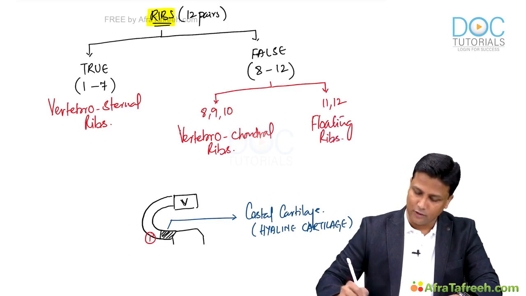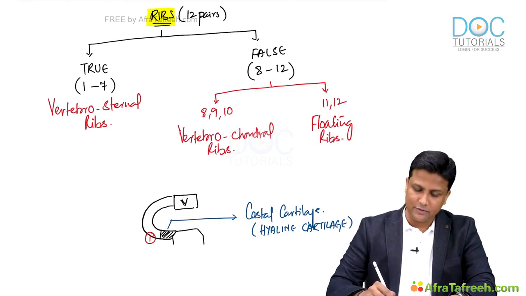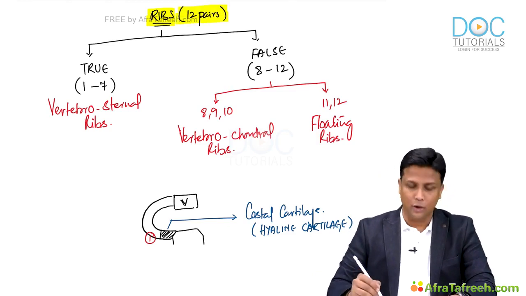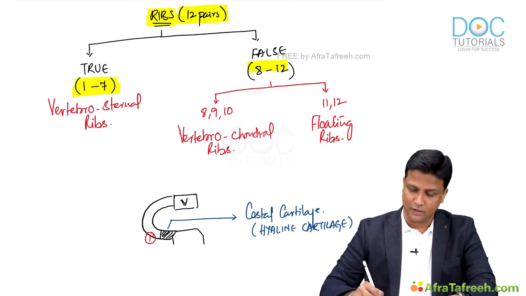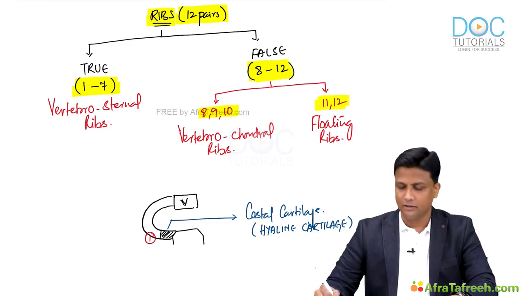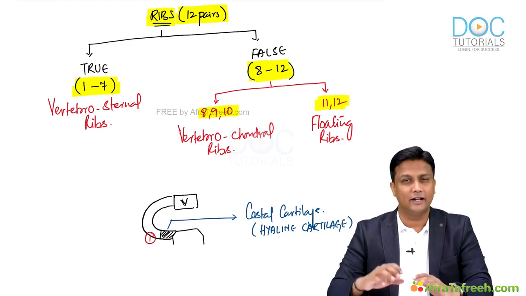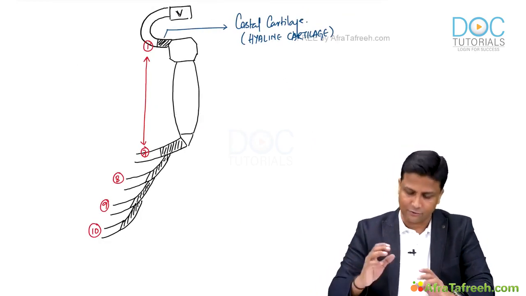So I want you all to actually focus on the numbers here, guys. In total, how many ribs do we have? 12 pairs. The true ribs will be 1 to 7. False ribs will be 8 to 12. And out of that 8 to 12, 8, 9 and 10 will be vertebro-chondral ribs, whereas the 11th and 12th will be the floating ribs, guys. That is the entire story regarding the ribs here. I hope this diagram will make it easy for you.